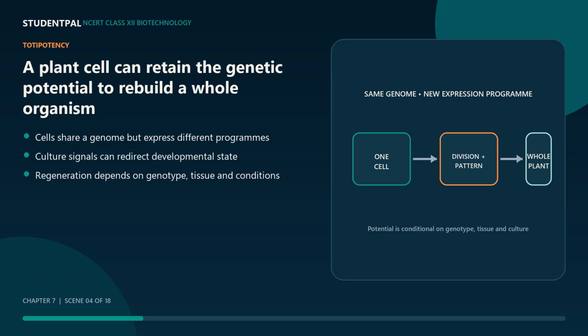Some genotypes, explants, and cell states regenerate readily, whereas others respond poorly or only through a particular pathway. Visible callus formation demonstrates proliferation, not successful whole plant regeneration. Evidence for expressed totipotency requires development of organized shoots and roots or embryos, followed by a viable plant. In an exam, define totipotency, state the suitable condition requirement, and connect gene expression change to regeneration without claiming that every isolated plant cell will regenerate easily.